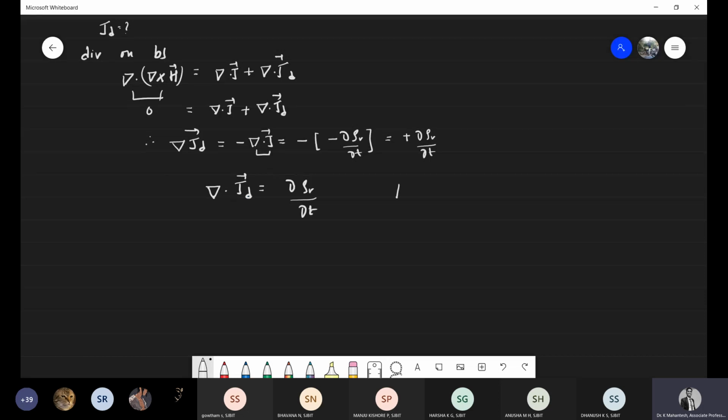But we know that, what is del dot D equal to? Del dot D is equal to rho V. Therefore, I just want to introduce this electric flux density here. Why? Because my displacement current is equal to what? The displacement of electric field, which we have discussed while introducing the displacement current.